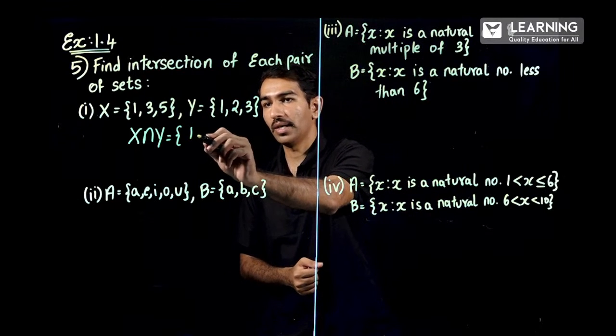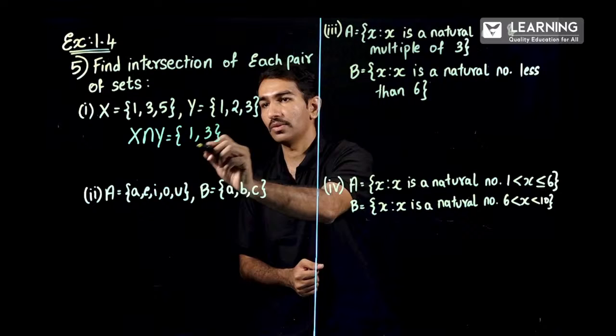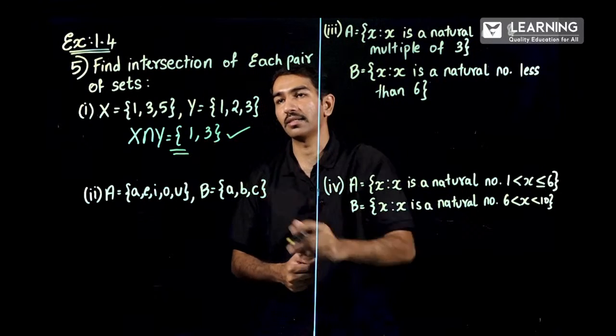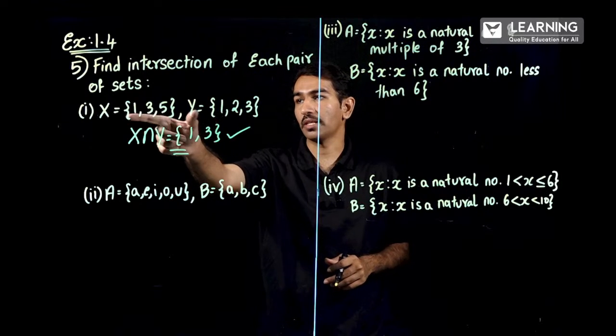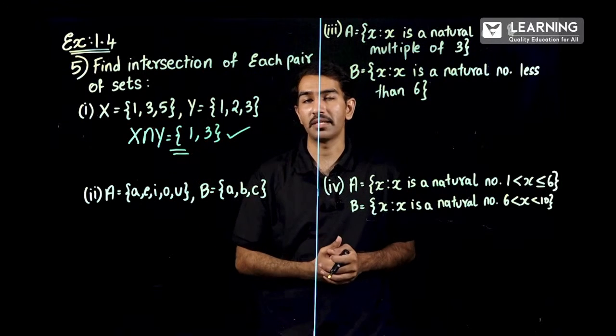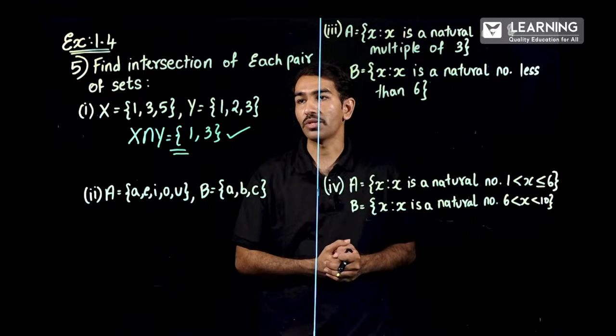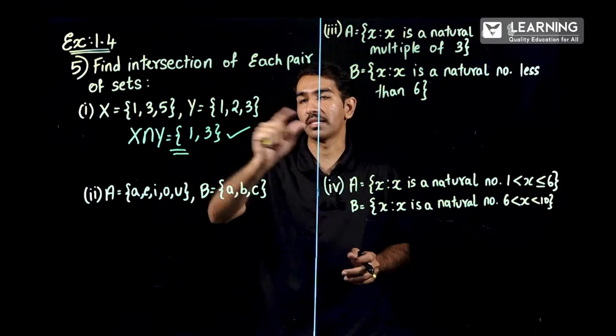So, we will write only 1, comma 3. So, this will be your right answer. Understood? And the sets here in sub question number 1, in which form are they represented? They are represented in roster form. So, the elements are presented like that.